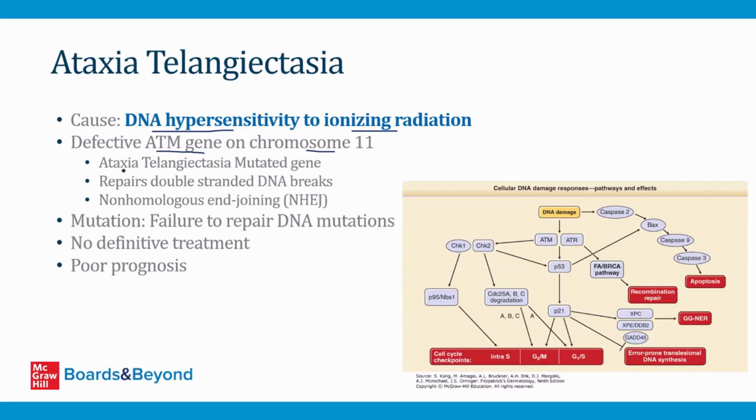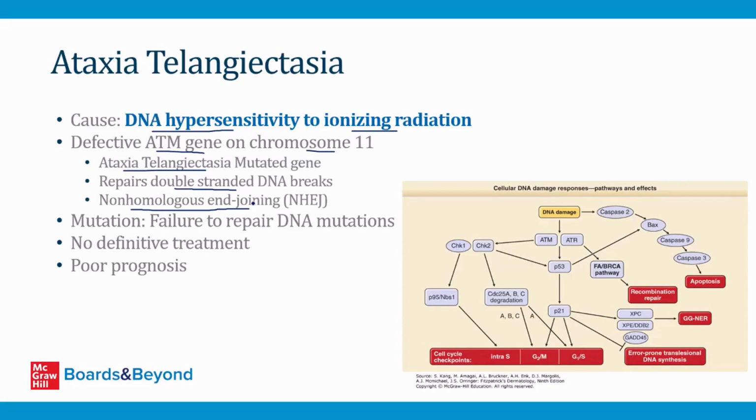ATM stands for ataxia telangiectasia mutated gene, appropriately named when it was discovered to be the cause of this condition. This gene has a gene product that repairs double-stranded DNA breaks. Specifically, the product of this gene helps with non-homologous end joining, which is something I talk about in detail in videos in the cell biology section.